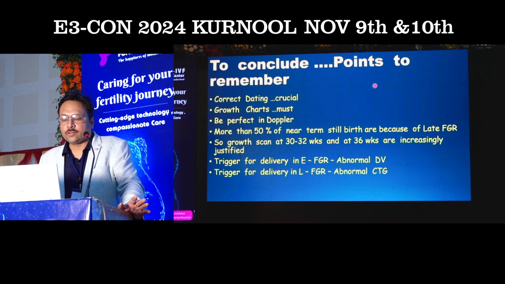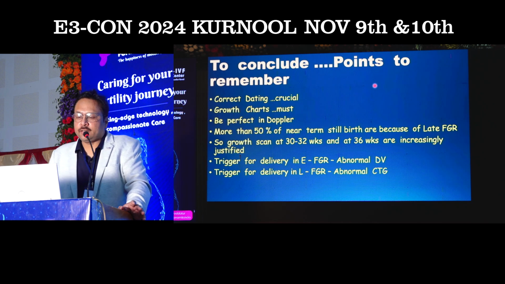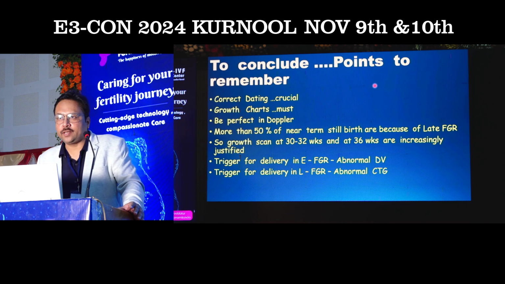So to conclude, dating, charts, biometry, and Doppler, these are four important pillars of FGR detection and discussion. More than 50% of near-term stillbirths are because of late FGR. So growth scans at 32 weeks and at 36 weeks are increasingly justified. The trigger for delivery in early FGR is abnormal ductus venosus, while the trigger for delivery in late FGR is abnormal CTG.